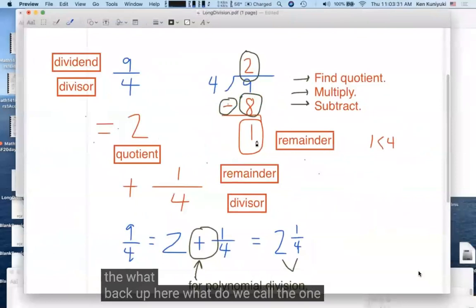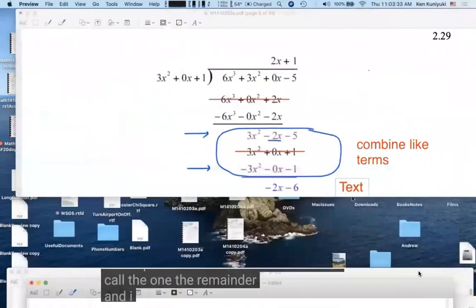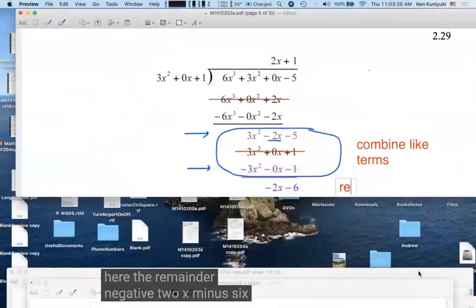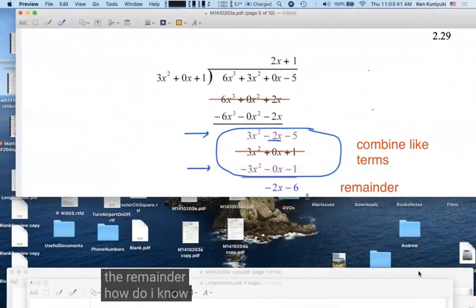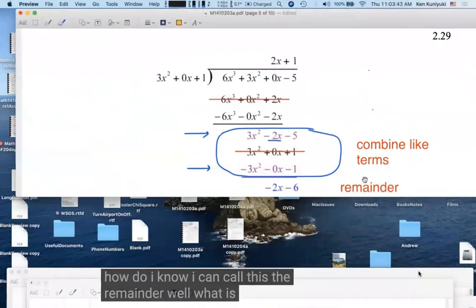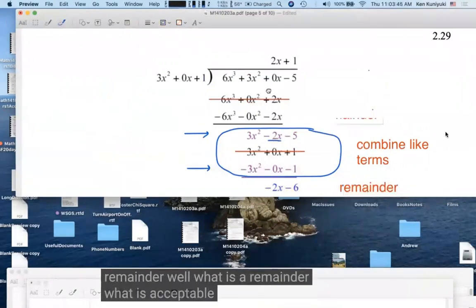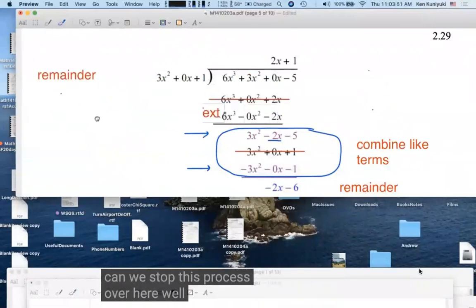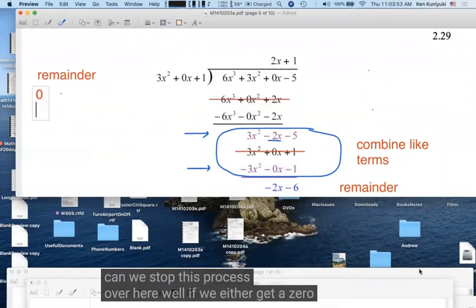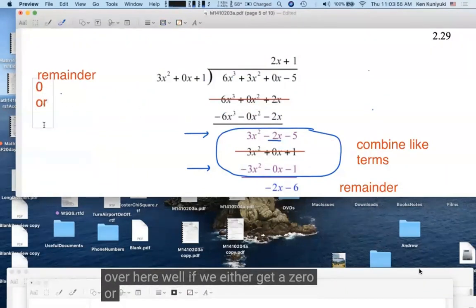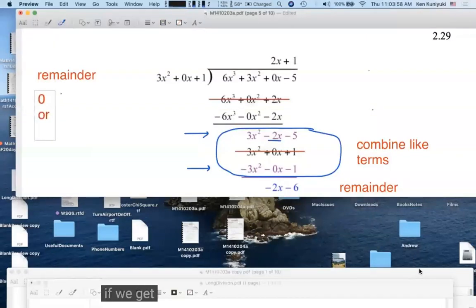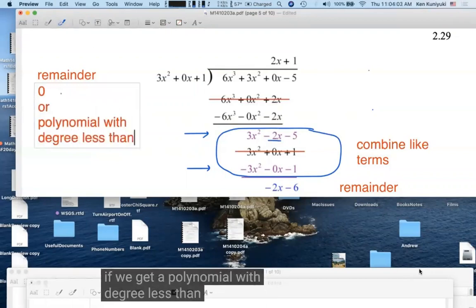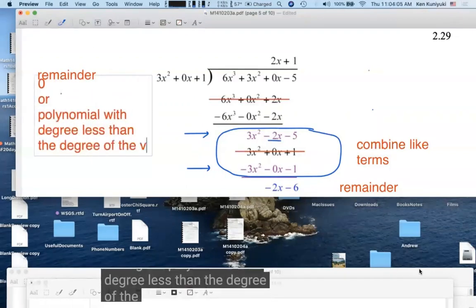Back up here, what do we call the 1? We call the 1 the remainder. And I claim that we can call this thing here the remainder. -2x minus 6, this will be the remainder. How do I know I can call this the remainder? Well, what is a remainder? What is acceptable as a remainder? When can we stop this process over here? Well, if we either get a 0 or if we get a polynomial with degree less than the degree of the divisor.